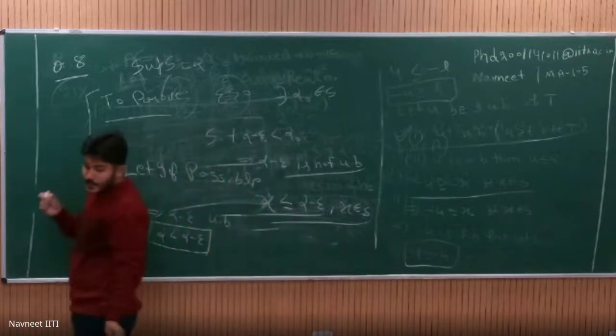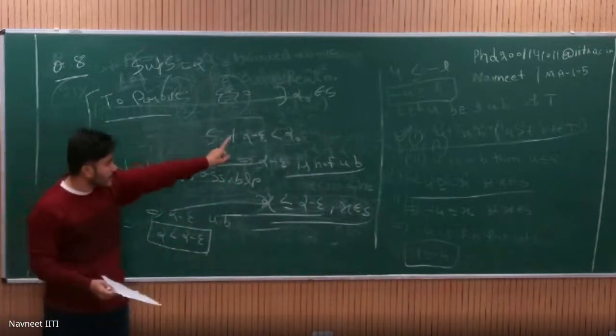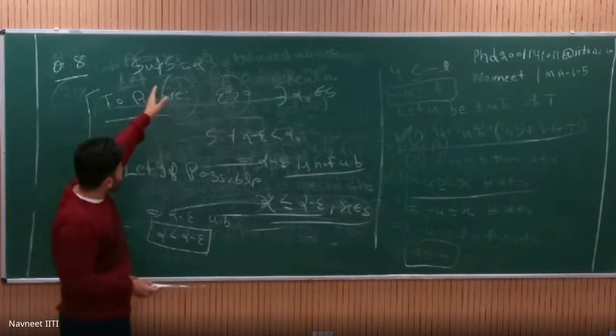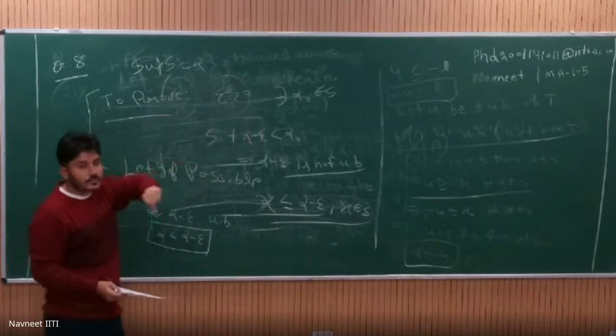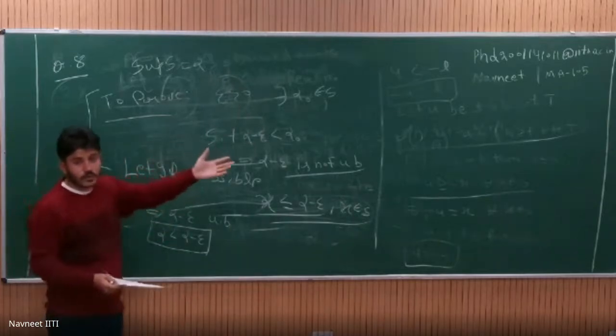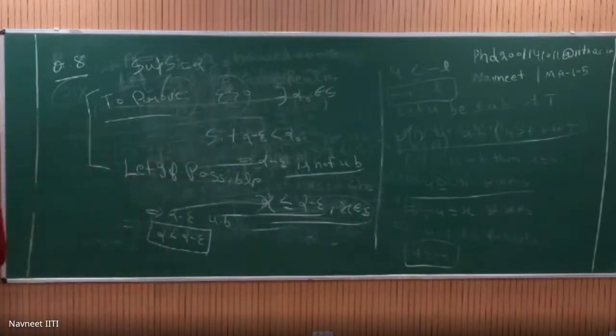number. Actually, the main aim of this question is to tell you that if you subtract a very small quantity from the supremum, then it's no longer going to be an upper bound. Okay, just read question number 9.